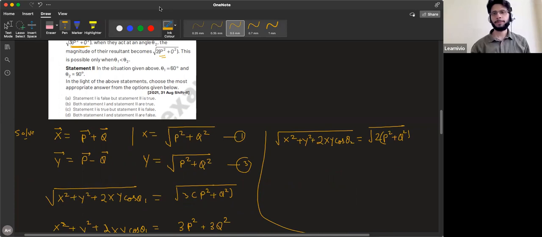Do it fast. No need to write the entire solution right now. Just you have x and y. Just substitute x and y here and tell me how much is theta 2.